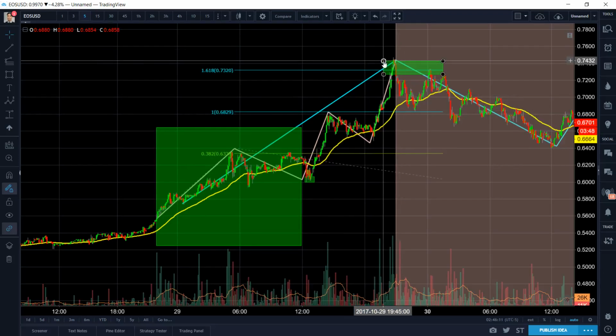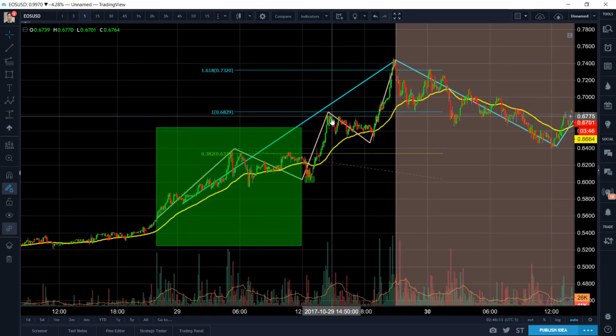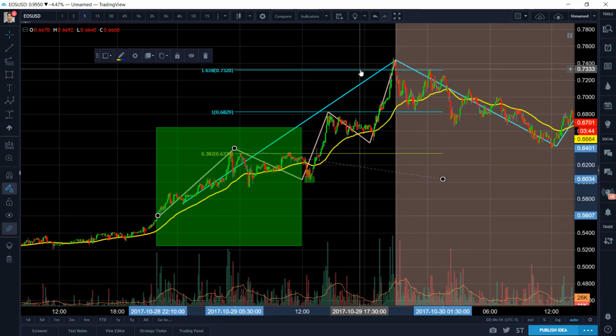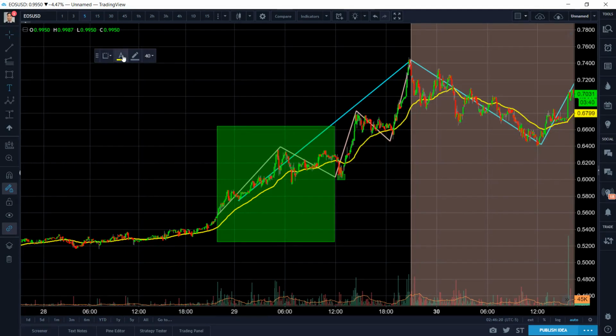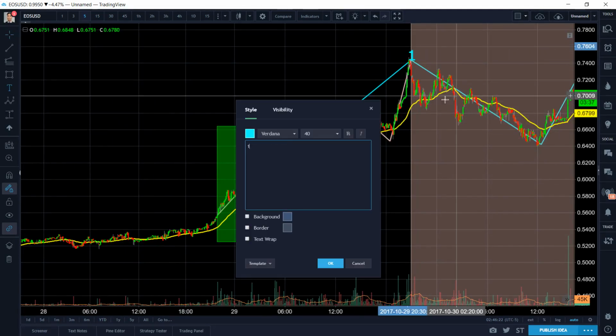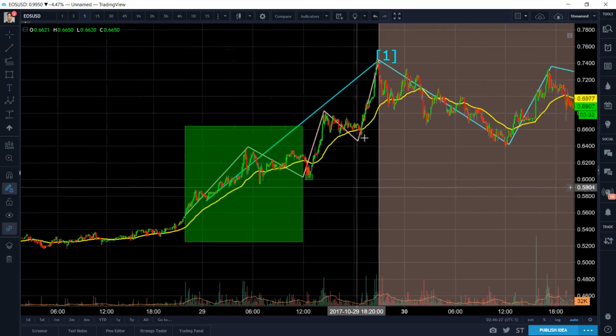So now we're done with this particular formation after making this one as one target and this one as a second target. So that one is officially done, and we can call this a wave count of 1 right here. Make sense?